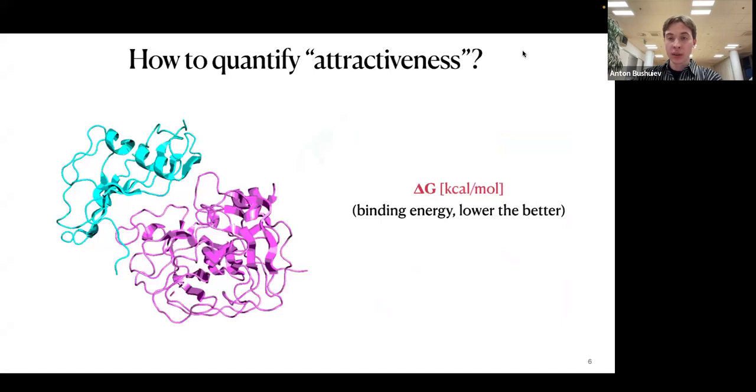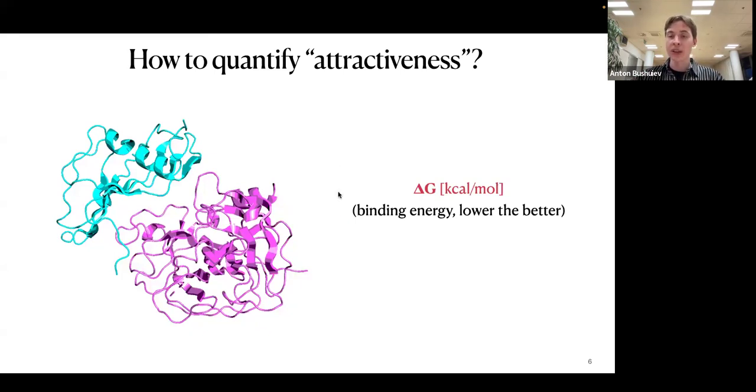And now a bit more technically, so that I do not keep saying attractiveness: how can we quantify how well proteins interact? It's typically measured by delta G, which is the binding energy of proteins. Here G stands for free energy, and delta is the difference between the energy of the system when 2 proteins are apart and when 2 proteins are together, interacting. The lower this energy is, the more stable the complex or interaction between 2 proteins. So we want to minimize this quantity.